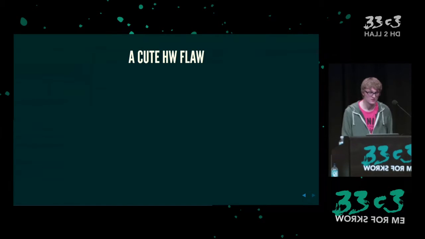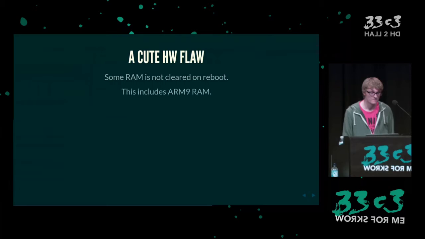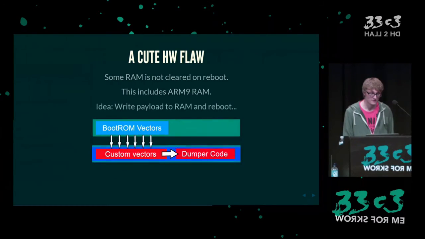So this is not very useful, but there's a really nice hardware flaw, and we found this by just writing to some memory, rebooting, and seeing what happened. We found out that some RAM is actually not cleared on reboot, and this also includes ARM9. So the basic idea is we can set up some custom exception vectors in RAM that redirect execution flow to some dumper code. When we reboot, we get this. And this is pretty interesting, because all we need to do now is trigger a really early exception, and then the boot ROM will jump to our dumper code.